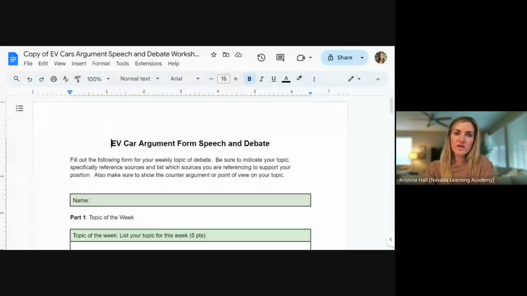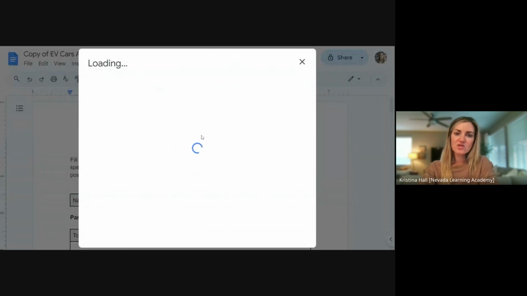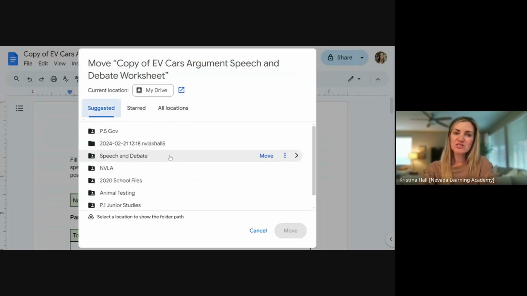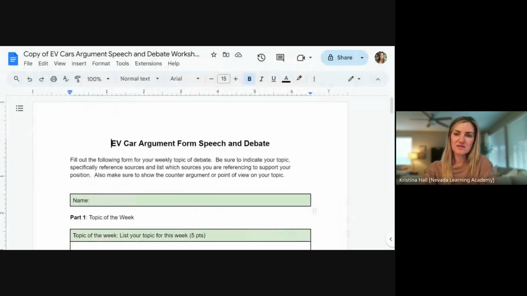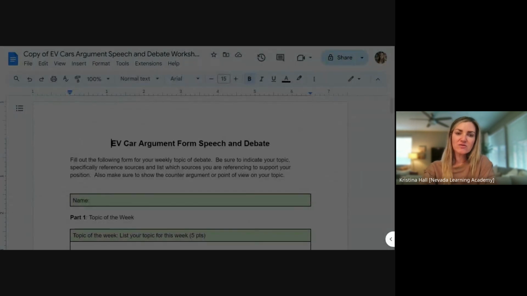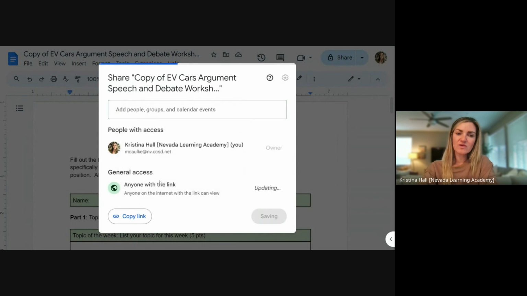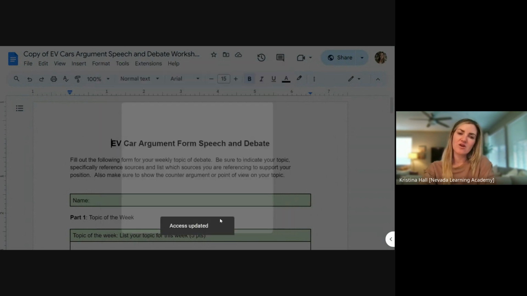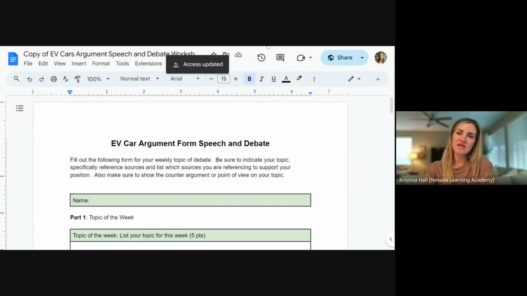Now, once you open it up, you're going to want to save it to your drive. Again, like I've said, I would have a speech and debate folder and save it in there. I would have a folder for all of your classes. It just makes it a lot easier and keeps you more organized. And then make it shareable, where you choose anyone with the link, so that when you submit it, I can open it. Okay, I'll give you a second. Go ahead and get that open.